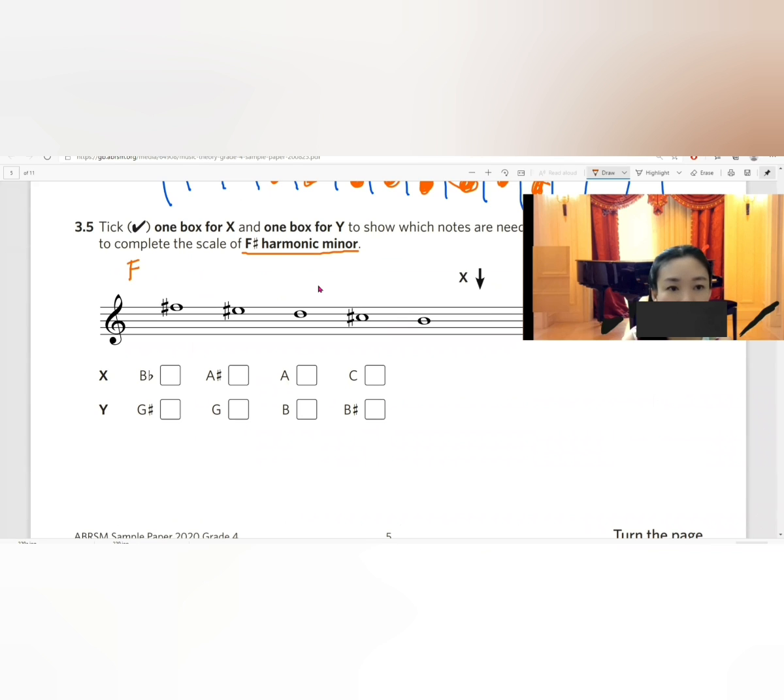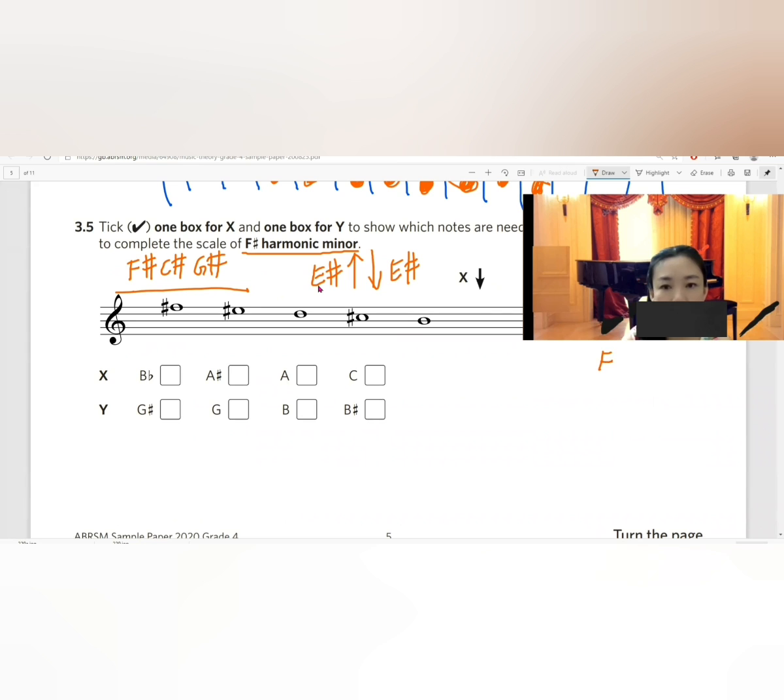For F sharp minor, we have three sharps: F, C, and G. If this is the harmonic form, we only need to raise the seventh note in ascending and the seventh note in descending. So in F sharp minor, the seventh note is E. In ascending, you need to raise the E sharp. Descending, you also need to raise the E sharp.